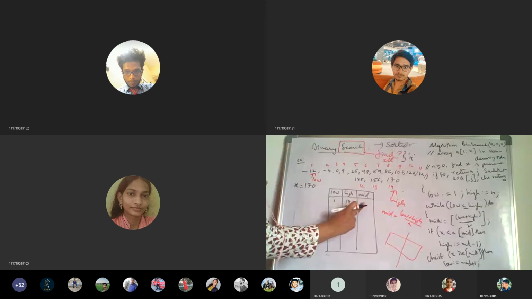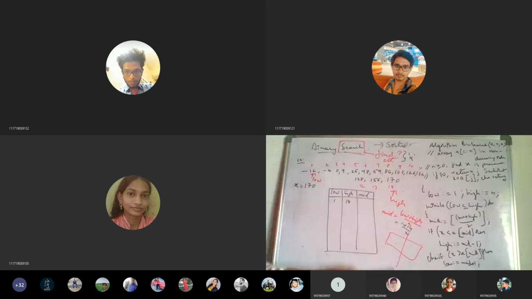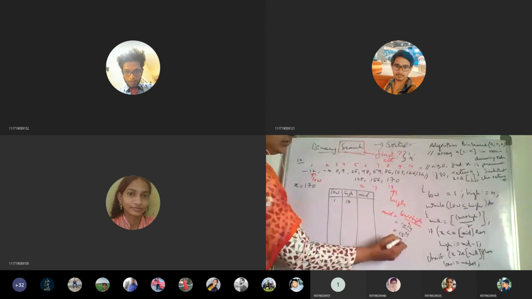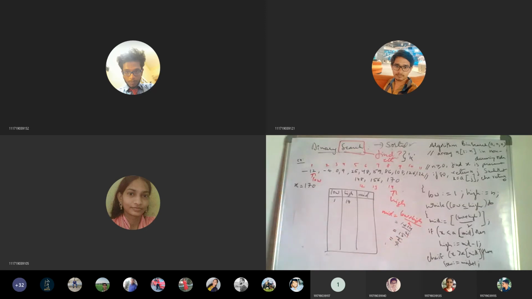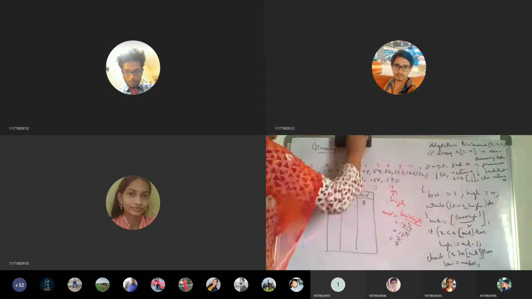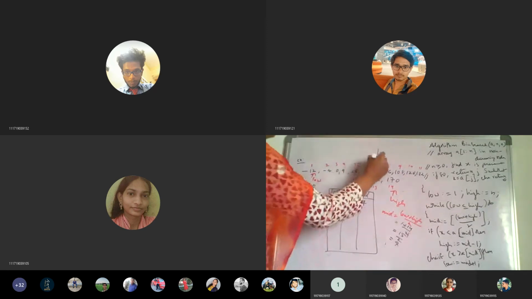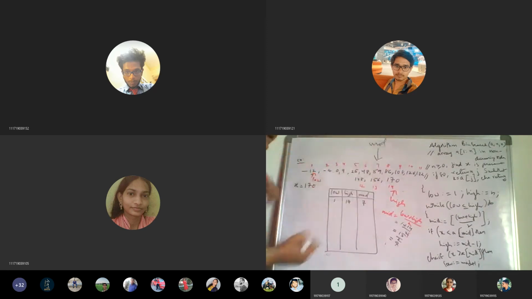So what will be the mid value if low is 1 and high is 14? So 1 plus 14 by 2. How much will we get? 15 by 2. 2 sevens are 14, so the rounded value we are going to take is 7. So 7 will be your mid.